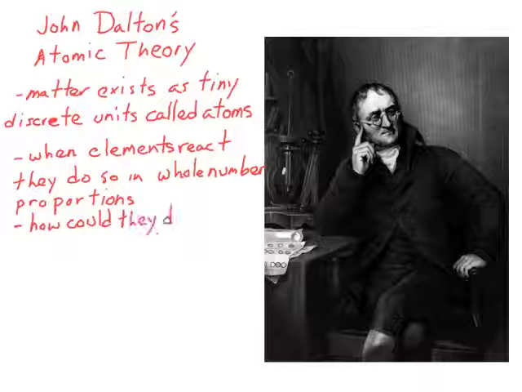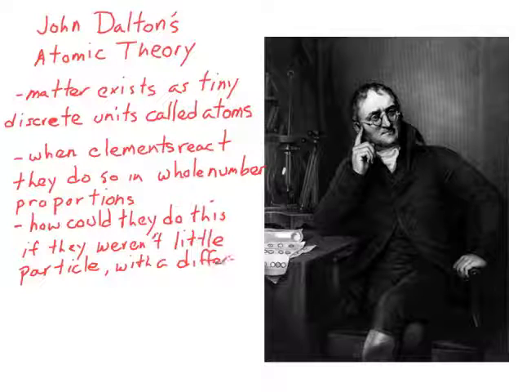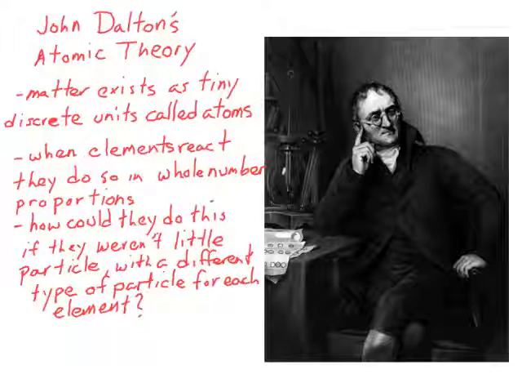So how could they do this if they weren't tiny, individual, discrete particles of their own type that make up the matter that is reacting in these reactions? They have to be discrete little particles of their own kind. We call them elements, and elements are made of their own kinds of atoms.